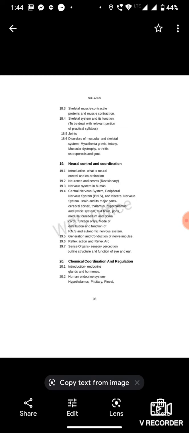And next chapter is neural control and coordination. It's so important and also interesting. There are neurons and nerves, nervous system in humans, central nervous system. There are peripheral nervous system, central nervous system, and we know that the brain and the spinal cord are part of central nervous system, and also generation and conduction of nerve impulse, reflex action and reflex arc, sense organs, outline structure and function of eye and ear, chemical coordination and regulation.